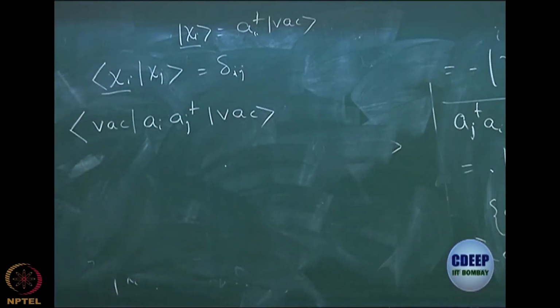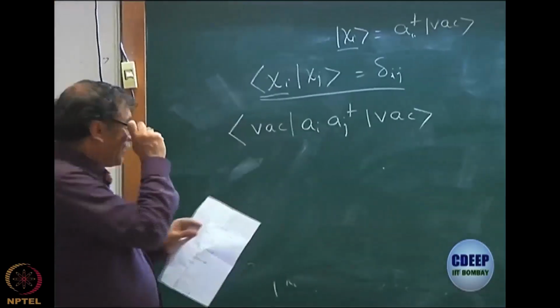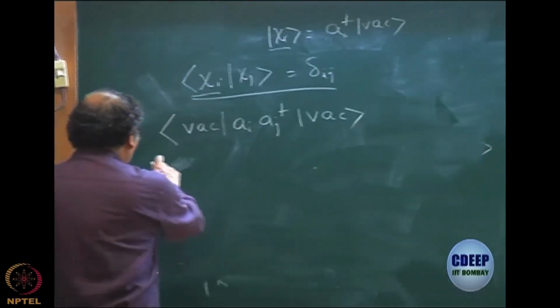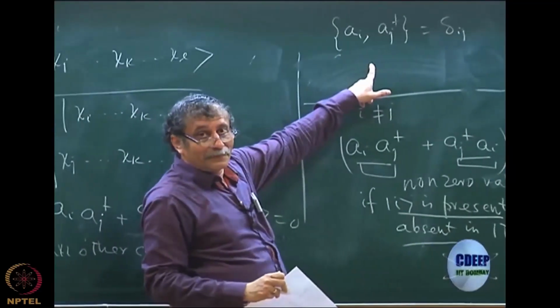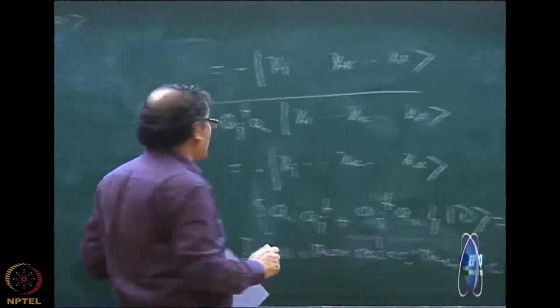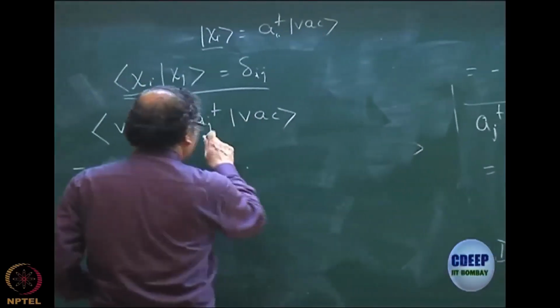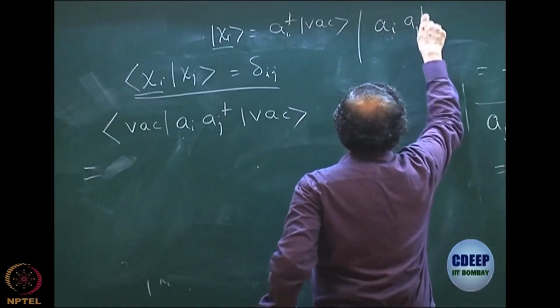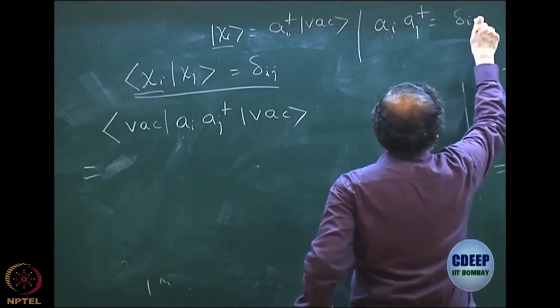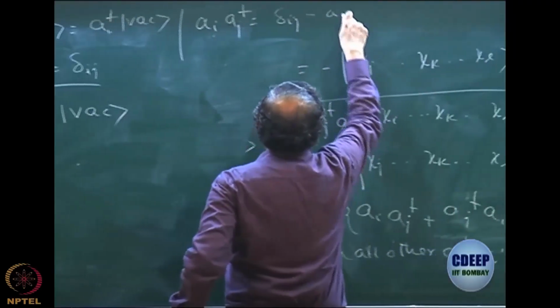Correct? So I am writing the left hand side. So vacuum A_i. Now what will you do? You will actually go back and use this anti-commutation. Right? So how do I write the anti-commutation? A_i A_j dagger, remember the anti-commutation. A_i A_j dagger equal to delta ij minus A_j dagger A_i, correct?